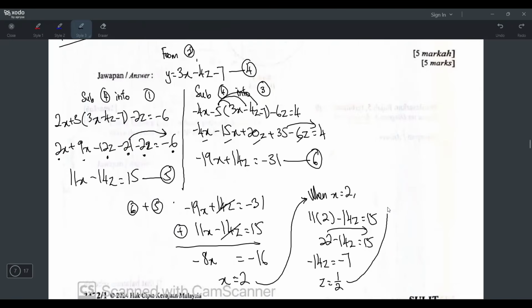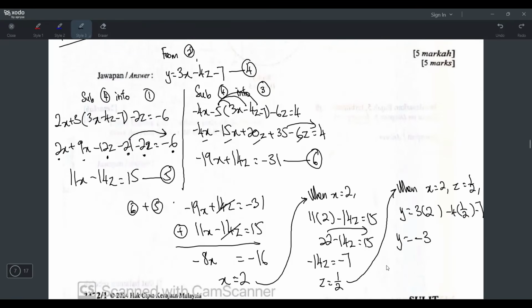So I will draw another arrow like this. When x equals 2, z equals 1 over 2, and now you sub into equation 4. Now you sub into the equation with 3 unknowns, which is equation 4. So it becomes y equals 3x minus 4z minus 7. Make sure x is 2, z is 1 over 2. If you write 1 over 2 for x here, then wrong. Press the whole thing, what you get? 6 minus 4 divided 2 is 2, so 4 minus 7, negative 3.